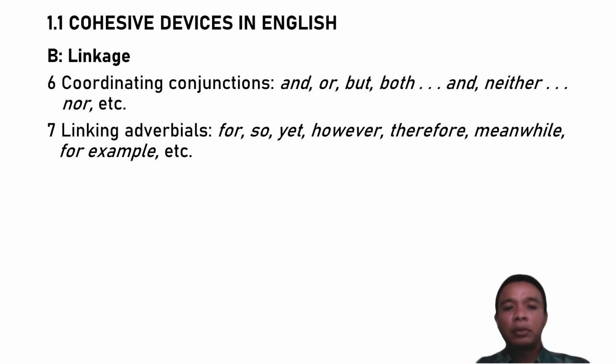Afterwards, we will talk about cohesive devices in English. B. Linkage. 6. Coordinating conjunctions, for example, and, or, but, both... and, neither... nor, etc. 7. Linking adverbials, for example, for, so, yet, however, thereof, therefore, meanwhile, for example, etc.